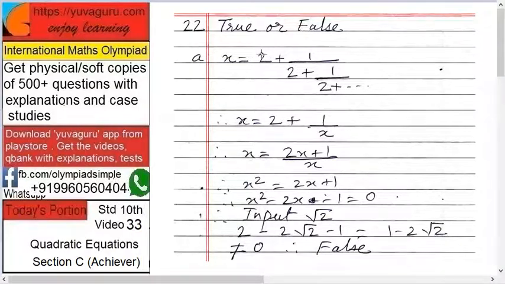Okay. Now x equals 2 plus, say this whole term can be written as x again. So x equals 2 plus 1 upon x. So solve this. 2x plus 1 upon x, then x square equals 2x plus 1. Therefore x square minus 2x minus 1 equals 0.